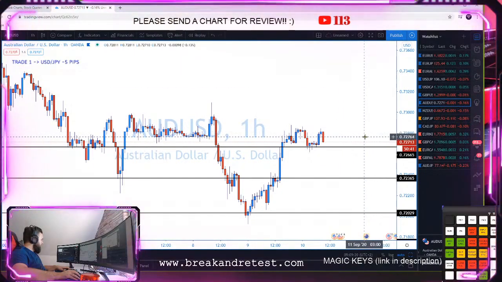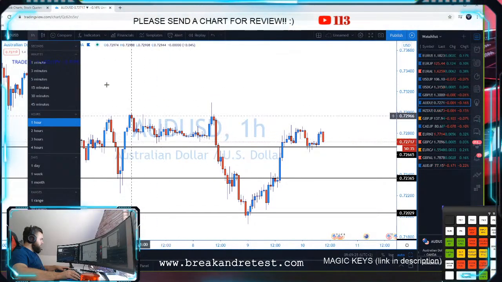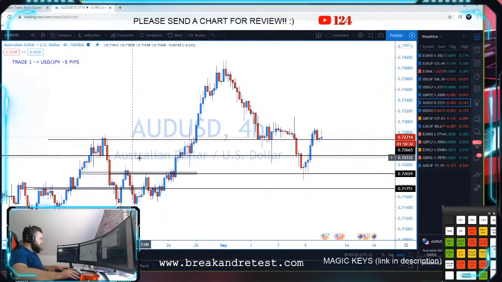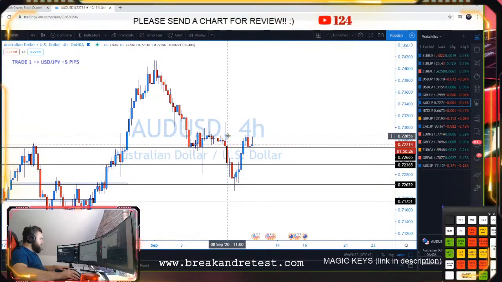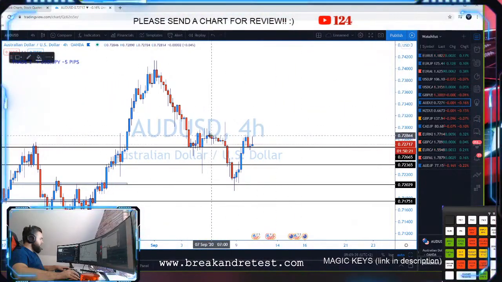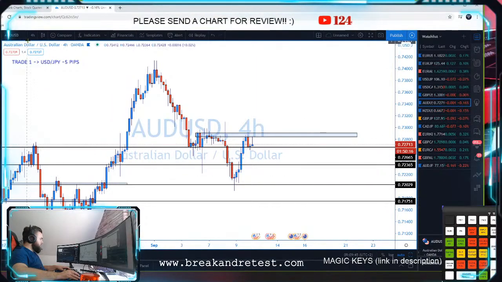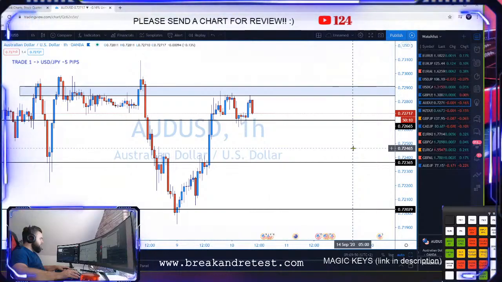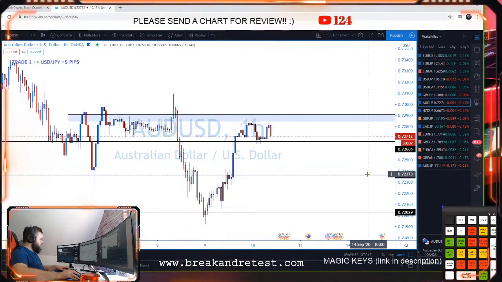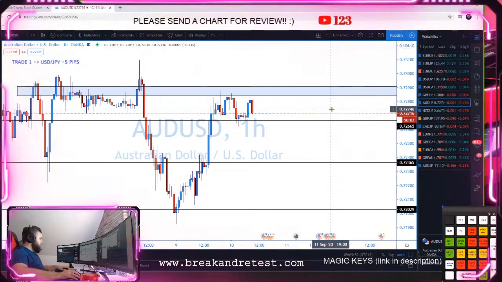Would you say AUDUSD broke? No, maybe I can't say that it broke. Let's take a look at the 4 hour. So on the 4 hour, we're still at support. We are getting rejected from the zone here. So we're in between two zones right now. Let's wait and see.